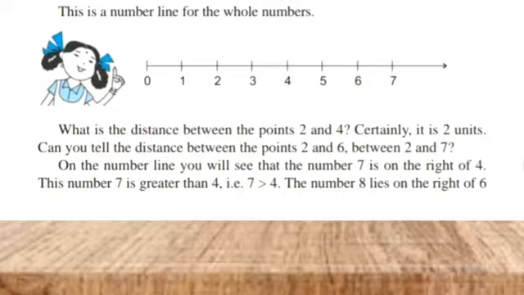What is the distance between the points 2 and 4? Yes, you are right. It is 2 units. Can you tell the distance between the points 2 and 6, children? Yes, 4 units. And also between 2 and 7? 5 units. On the number line, you will see that the number 7 is on the right of 4. This number 7 is greater than 4. That means 7 is greater than 4.